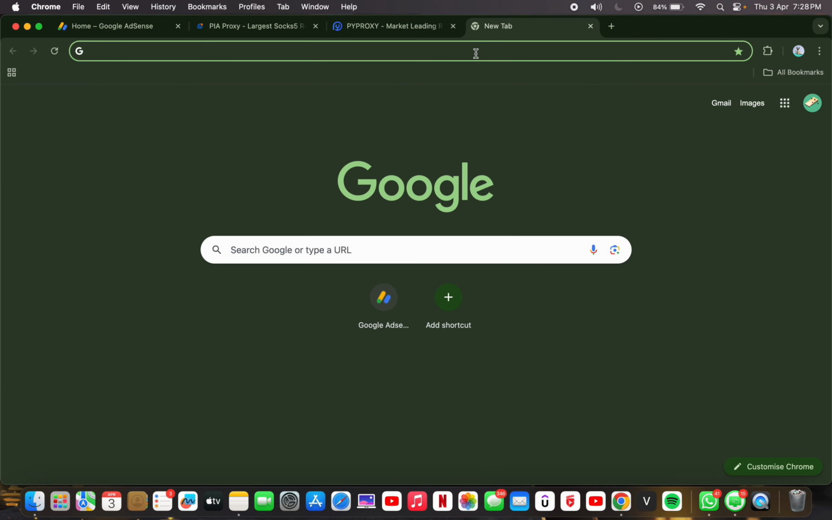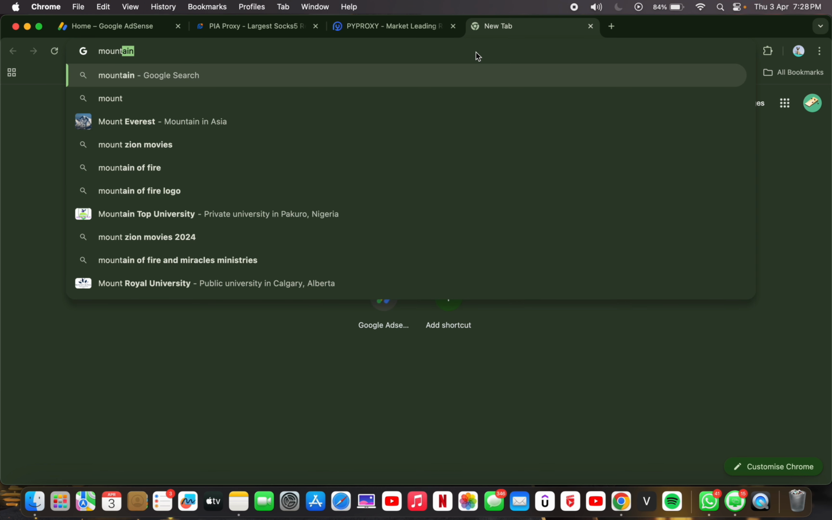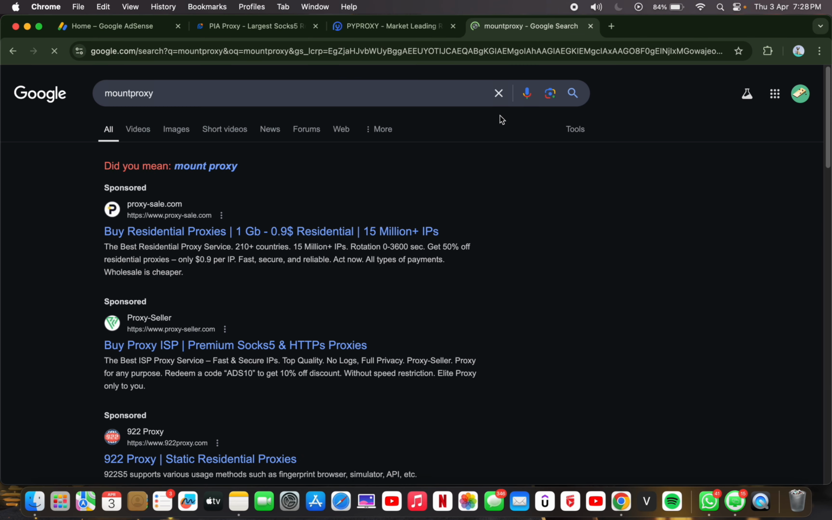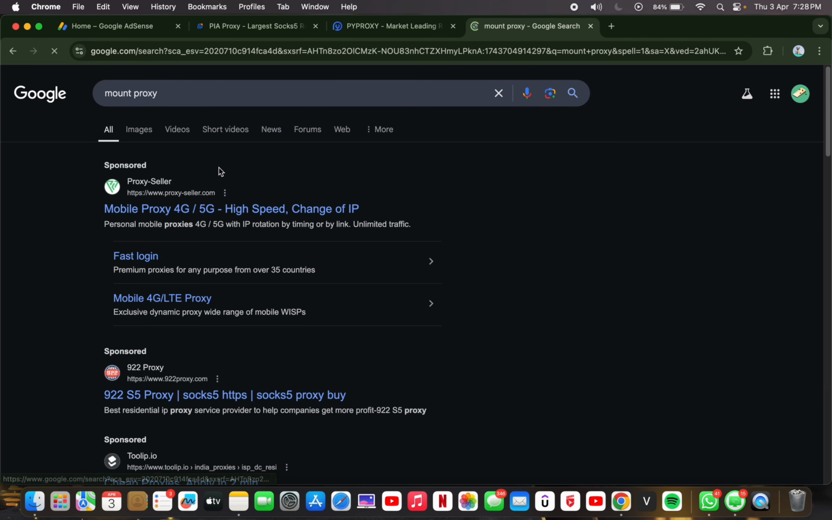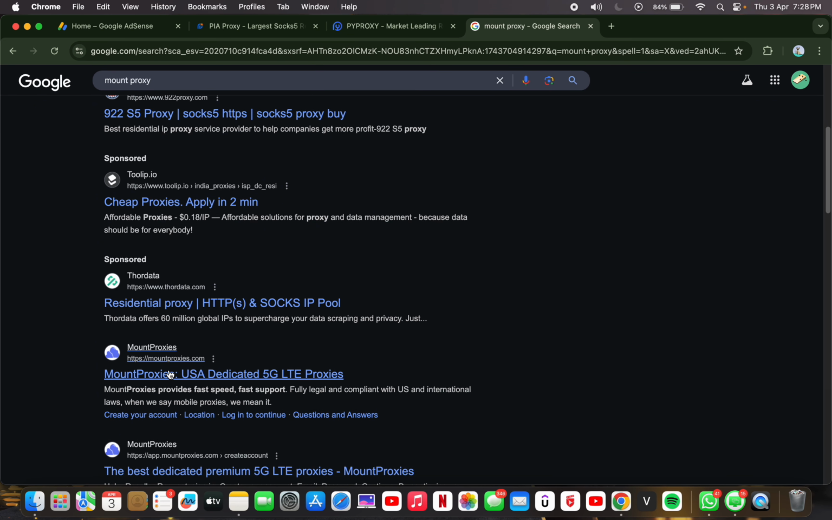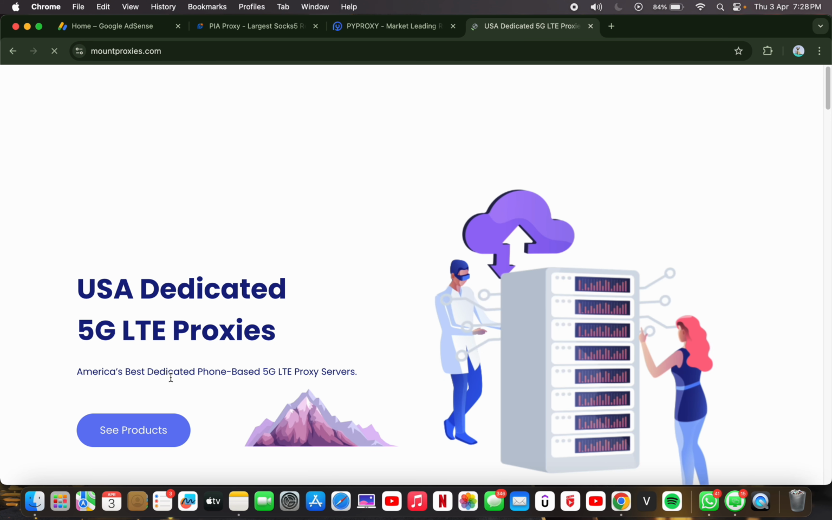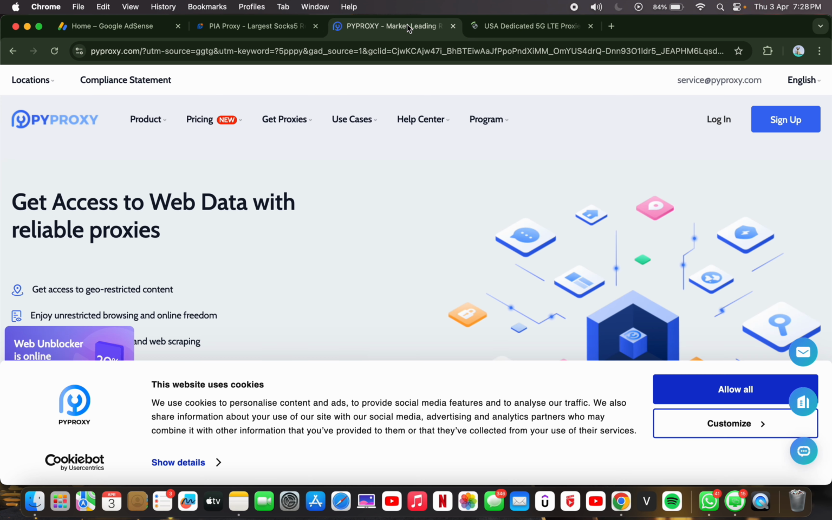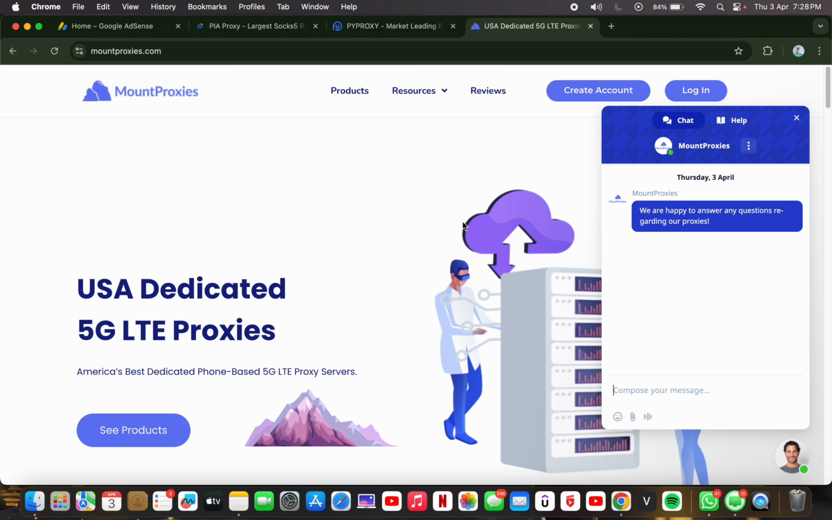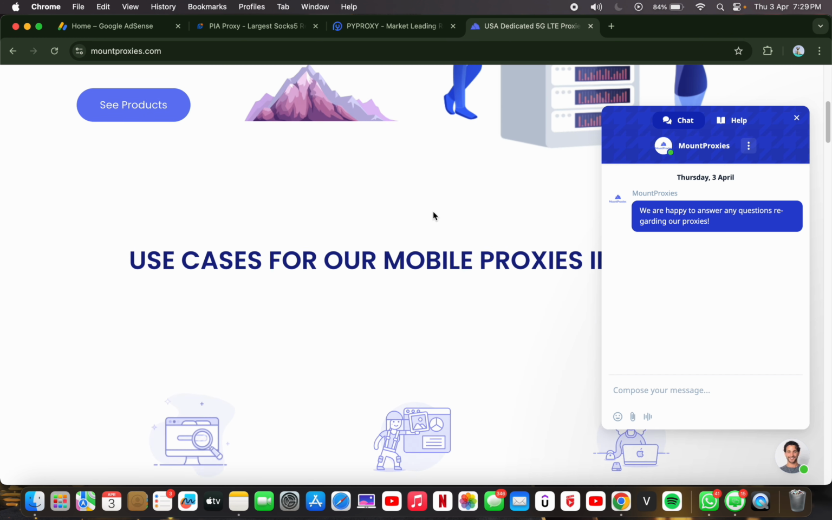Now the third on my list is Mount proxy. I know many of you might have had some experience with this proxy. This is also a very good proxy that you can make use of, and you're also going to get good results. You can see it over here, Mount proxy. The best part of this proxy is that it's faster than these other proxies. If you're looking for more speed, that means when you're loading so that your website can open faster, this is the right proxy for you.